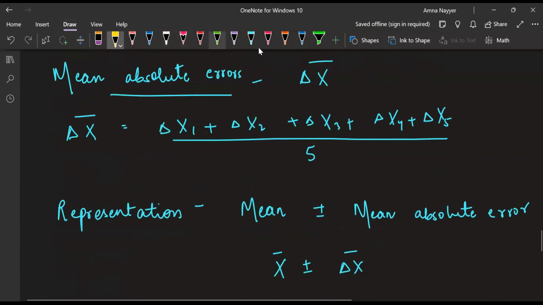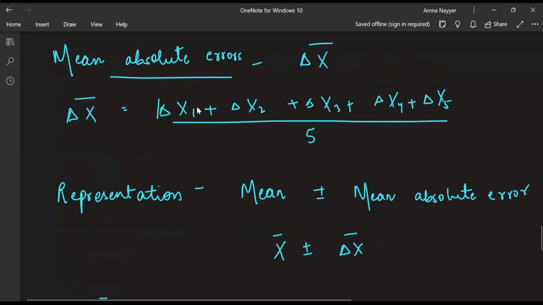Here, when you're writing, just put the modulus sign here only, so that you know when you add them, you have to take the mod only. Okay.